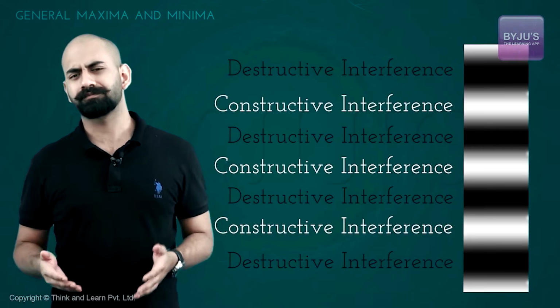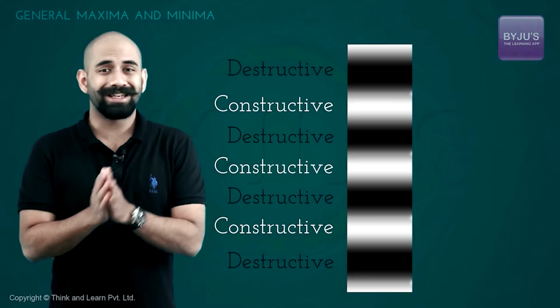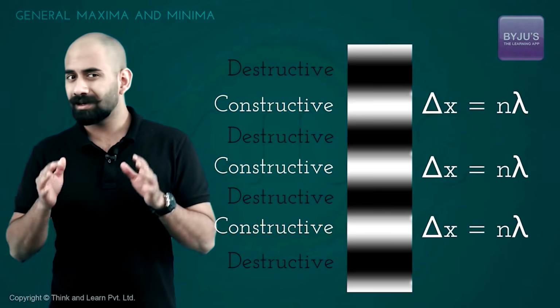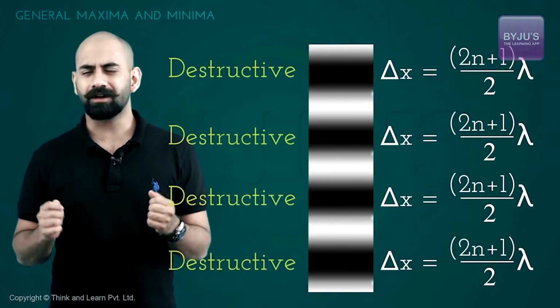In fact, the pattern will be such that at all points where delta x equals n lambda, there will be constructive interference, and at all points where delta x equals (2n plus 1) into lambda by 2, there will be destructive interference.